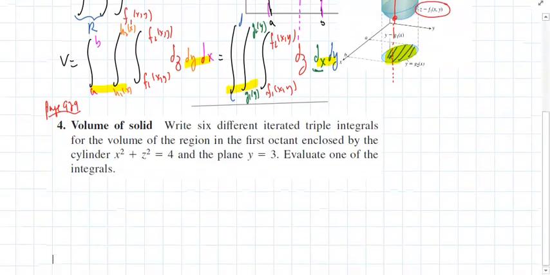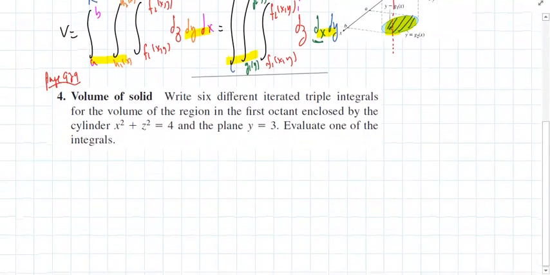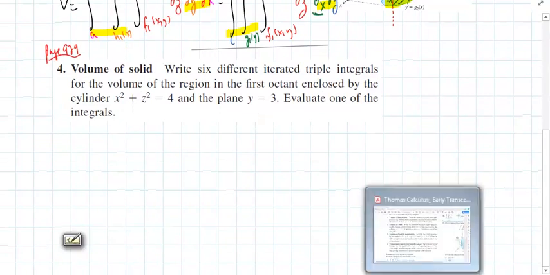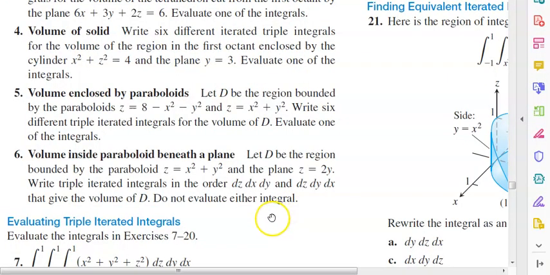So what does this say? It says, write 6 different iterated triple integrals for the volume of the region in the first octant enclosed by x squared plus z squared equals 4 and the plane y equals 3. Evaluate those.